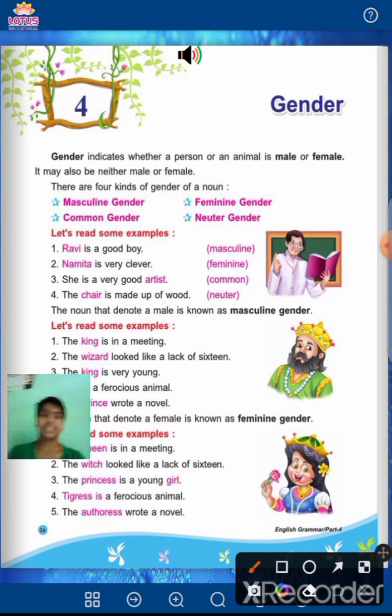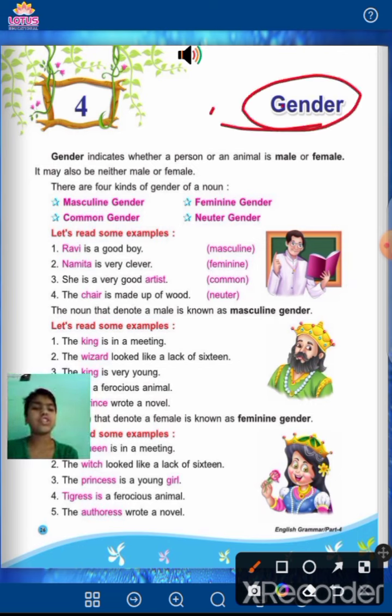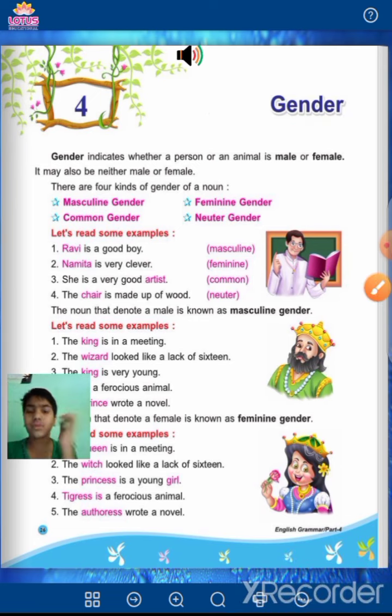So let's see. What is a gender? Gender indicates whether a person or an animal is male or female. It may also be neither male nor female, like this man. Okay, so like that.